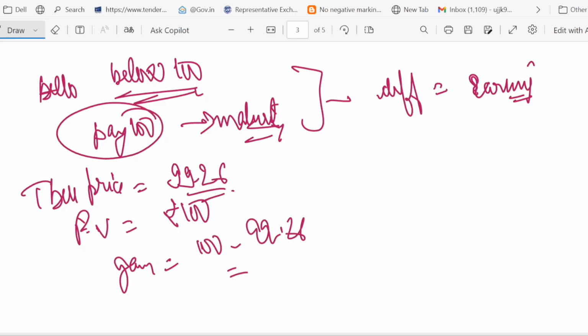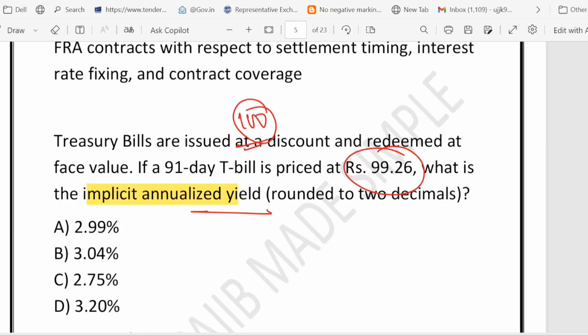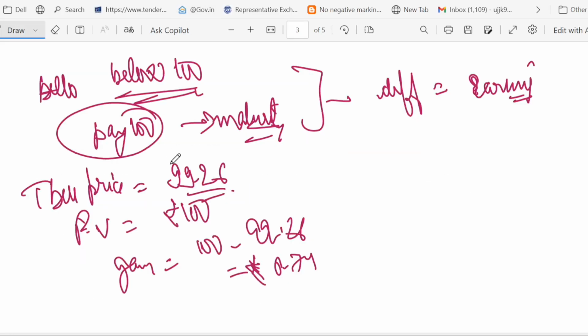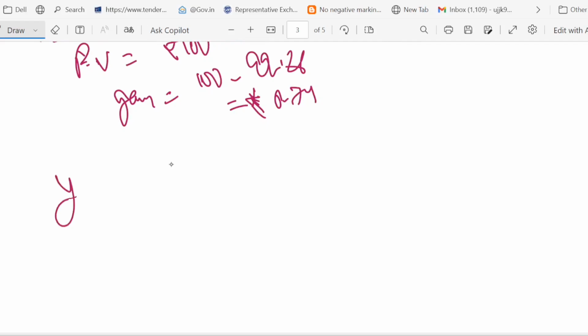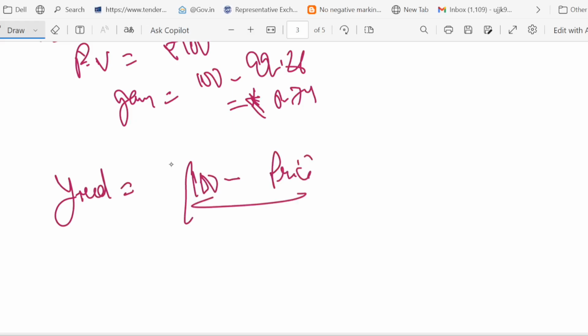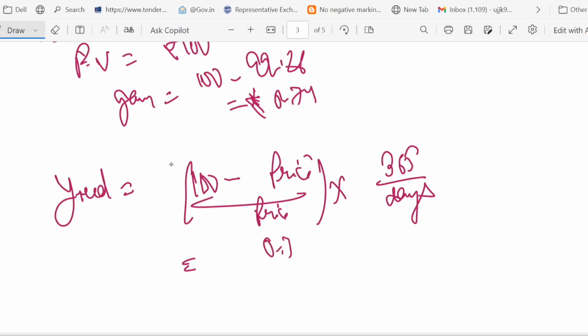The question is asking for the implicit annualized yield. This bill is maturing in 91 days. There is a formula you need to remember: yield equals 100 minus price, which is your gain, upon price, multiplied by 365 upon days. In this case, 100 minus price is 0.74, so 0.74 divided by 99.26 multiplied by 365 by days.